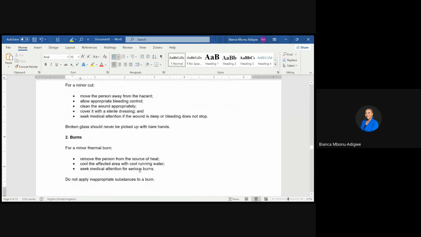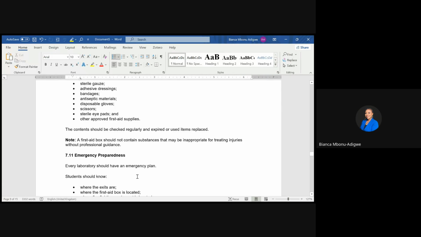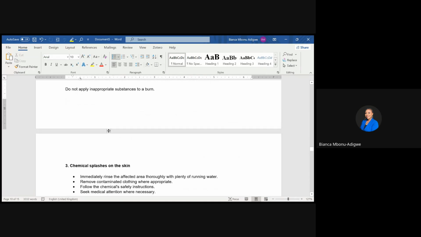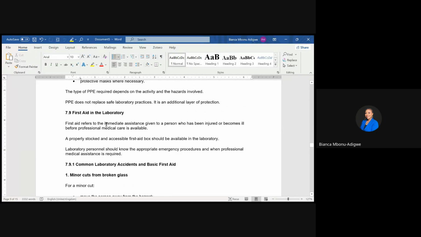All right, so I added first aid. But I want us to quickly look at the first aid box. First of all, what is first aid? It is the immediate assistance. You see, this sentence is very important. First aid is the immediate assistance given to a person who has become injured or becomes ill before professional care is available.